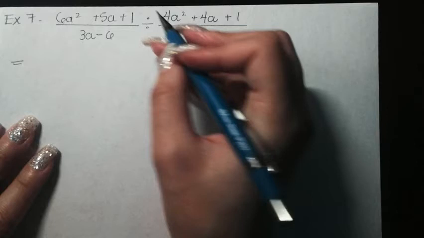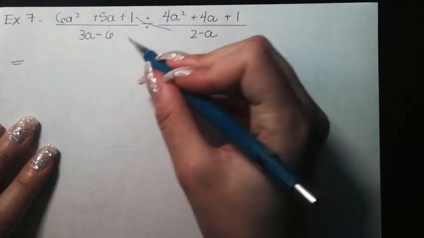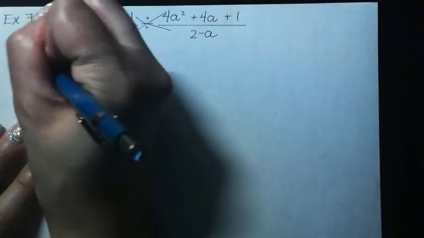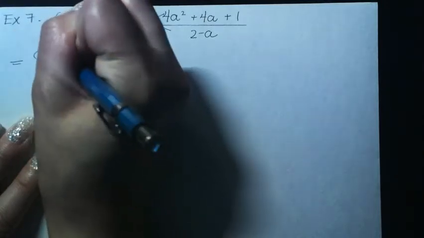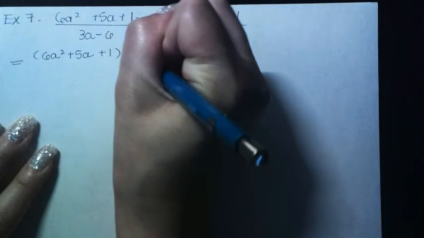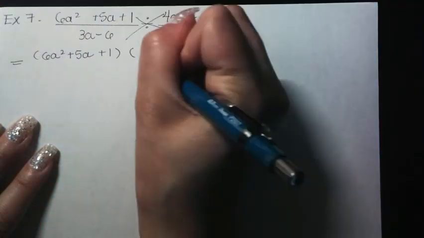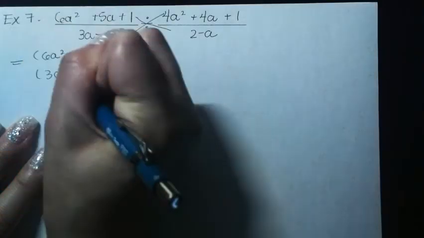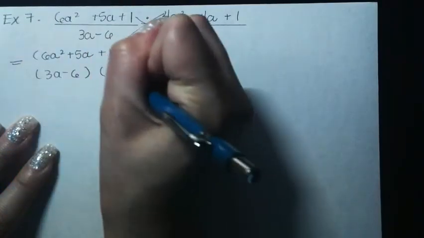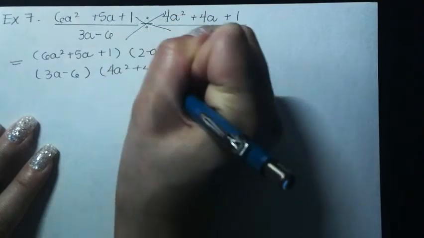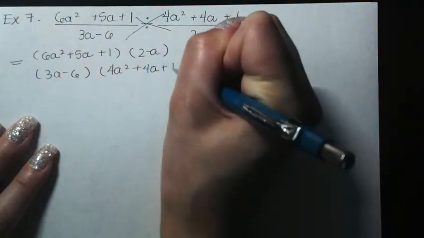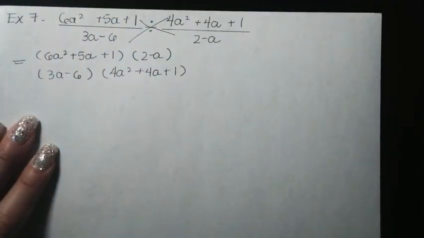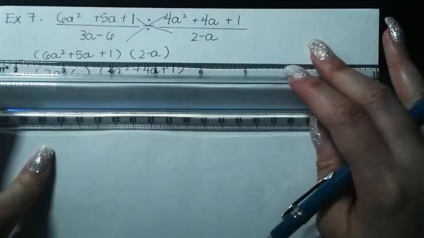So for number 6, what we need to do here is you realize that we have the division there, so you know that it's up, down, and down, up. So I'm going to rewrite it here, so you have that it's 6a squared plus 5a plus 1, and you know that you're going to multiply this times 2a, and this is going to be divided by 3a minus 6 times 4a squared plus 4a plus 1.